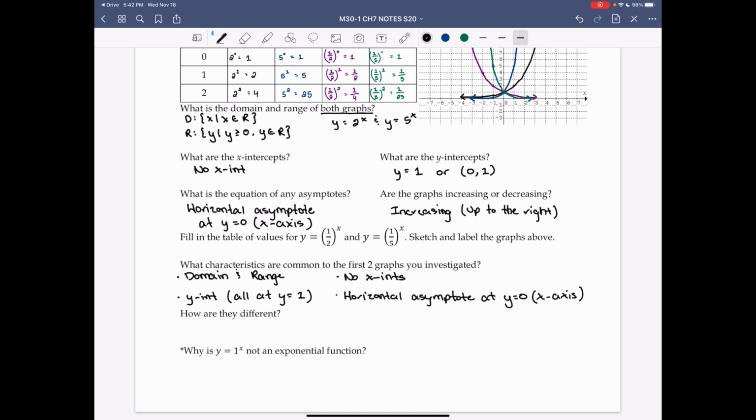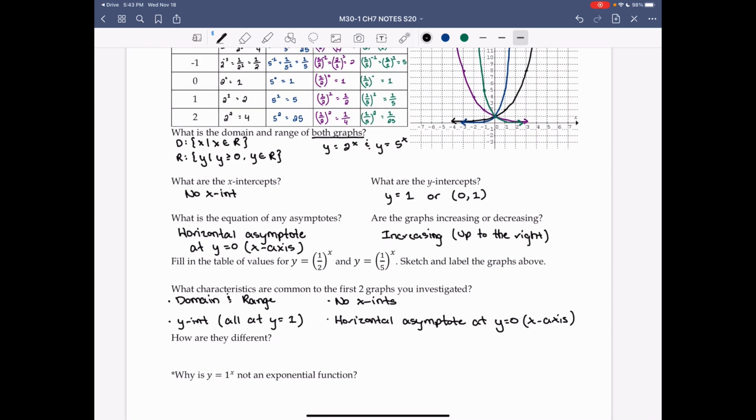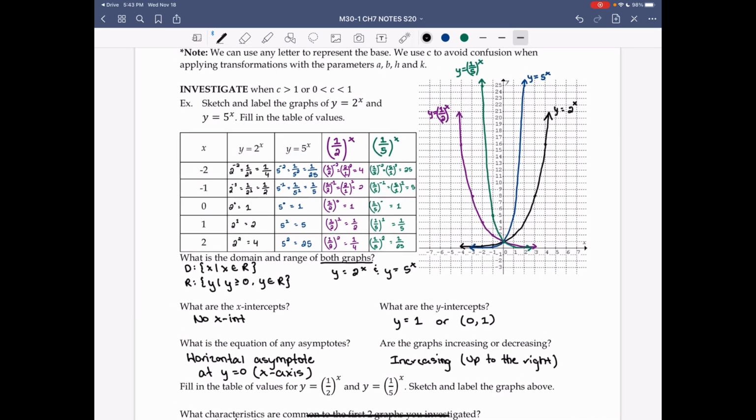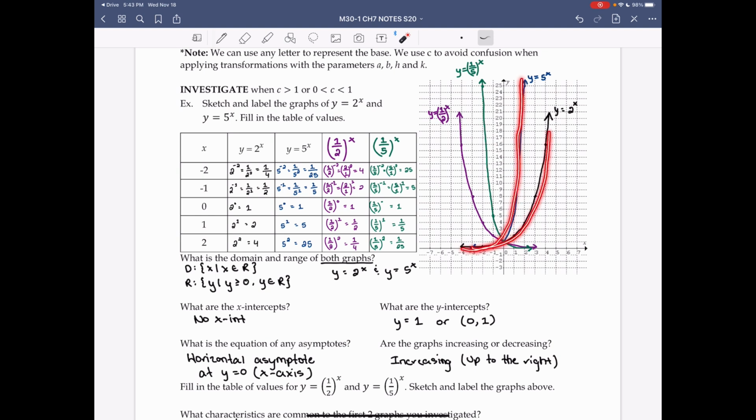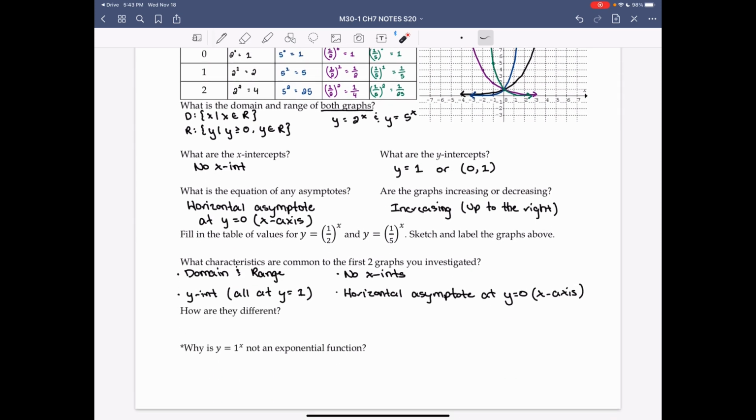How are the graphs different? So how are these last two graphs different from the first two? Well, the only thing different we see is the direction. These ones are going up as they go from left to right. These two are going down as they go from left to right. So these would be decreasing, whereas the first two were increasing.